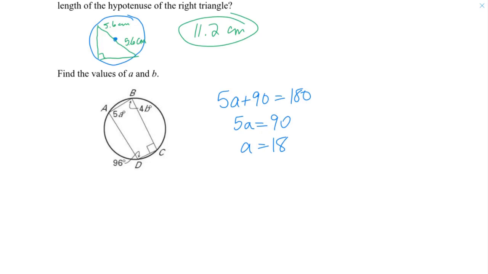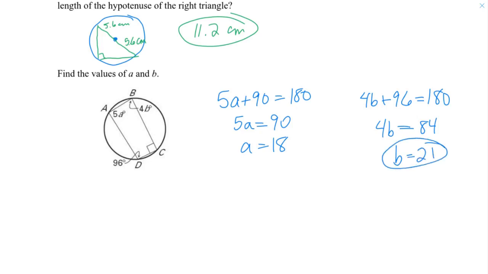Now, if I look at B, I know that angle B and angle D are going to be supplementary. So 4B plus 96 has to be equal to 180. Again, we'll use our algebra skills there to solve that equation and come up with a B value of 21.